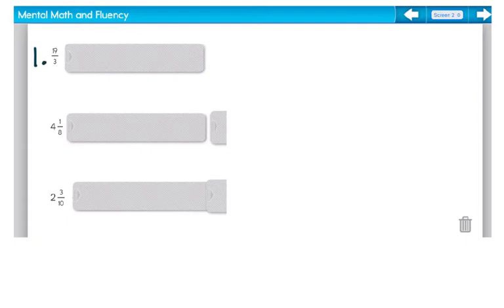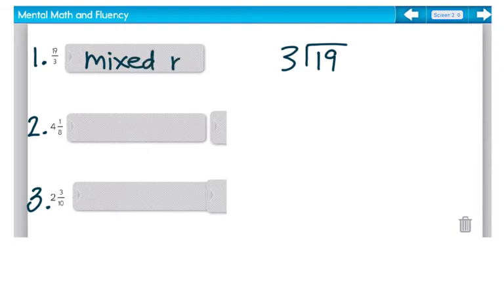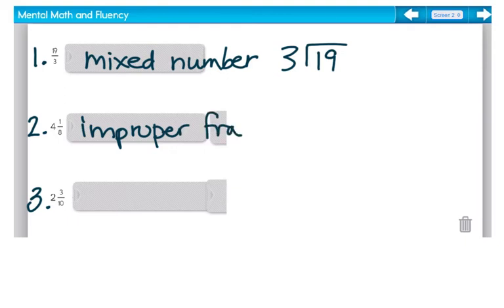Go ahead, erase your whiteboard, number 1 to 3 again. For number 1, you're going to ask yourselves how many 3s are in 19 and write this as a mixed number. Number 2, you're going to change 4 1/8 into an improper fraction where the numerator, the top number, is larger than the bottom. And for number 3, you're going to change that mixed number into an improper fraction.